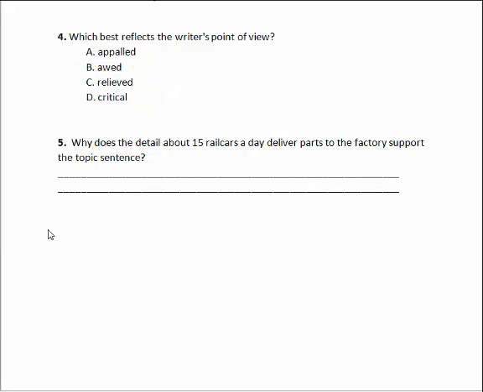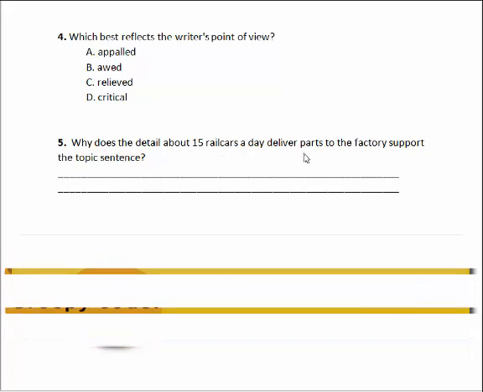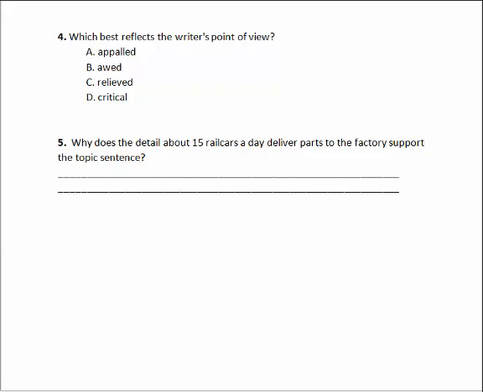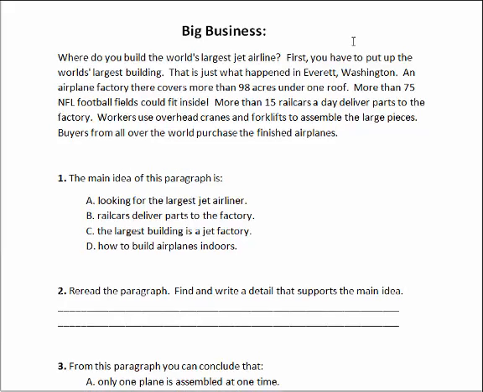Problem number 5. Why does the detail about 15 rail cars a day delivering parts to the factory support the topic sentence? If you go back, the topic sentence asks you a question. The next line will answer it. Where do you build the world's largest jet airliner? You build it in the world's largest building. So our detail about the 15 rail cars is going to have to support that. Why? 15 railroad cars full of parts. That is a lot of parts.